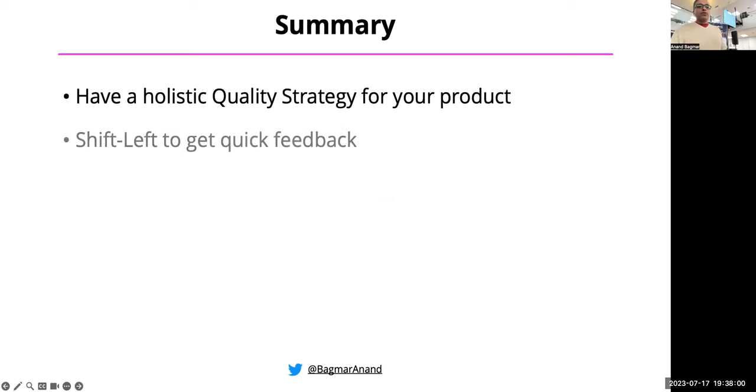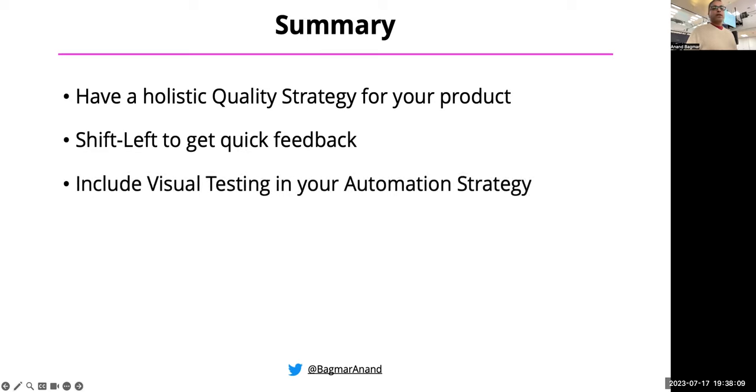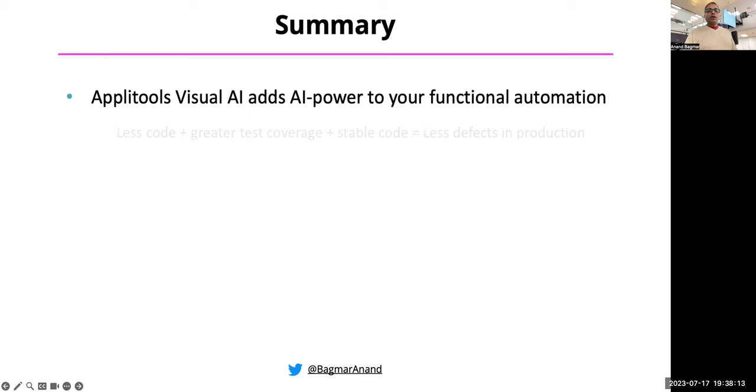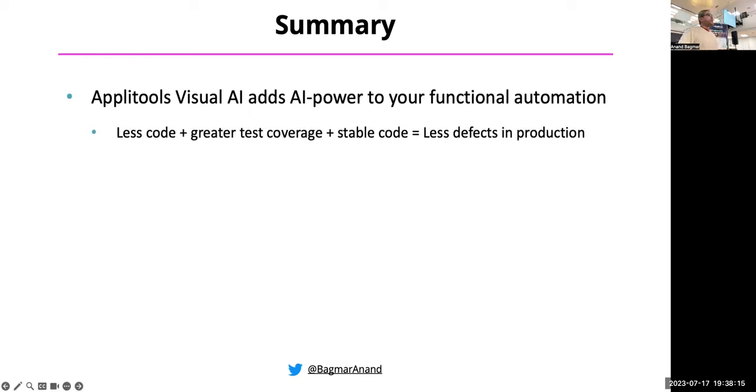Okay. So have a holistic quality strategy. I'm not calling it a visual strategy, a quality strategy. Shift left to get quick feedback. That's the only way you'll be able to scale. And visual testing needs to be part of the strategy for sure. AI will add power to your functional automation. Less code, greater coverage, stable code, which means also less defects in production.